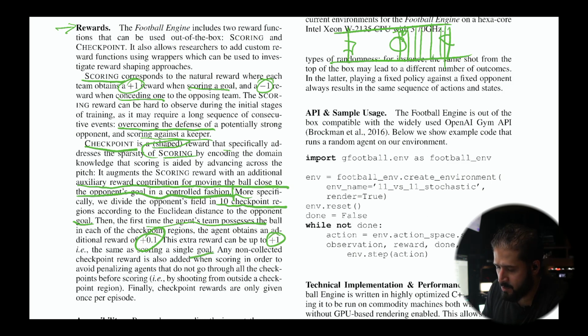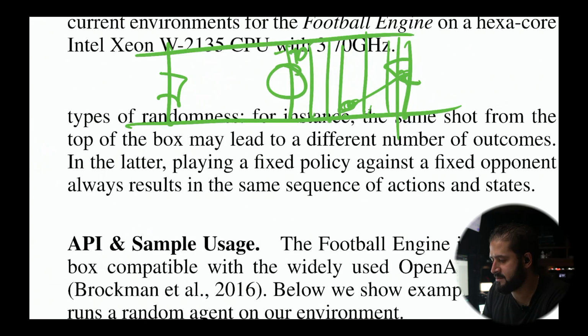The same as scoring the single goal. Okay, and then another caveat there, any non-collected checkpoint is also added when scoring in order to avoid penalizing agents that do not go through all checkpoints before scoring, right? So imagine that the agent shoots from here and then scores the goal, and now all of a sudden the agent is not going to have that, right? So it's not going to have this, this, and this. It makes no sense, right?